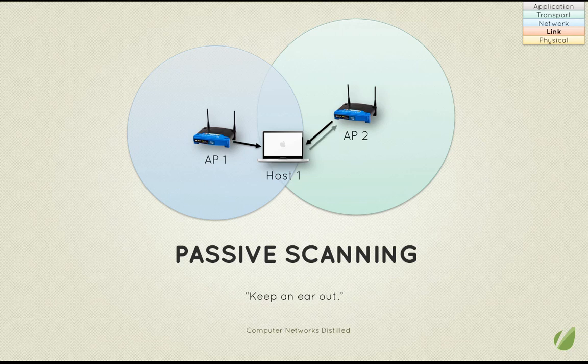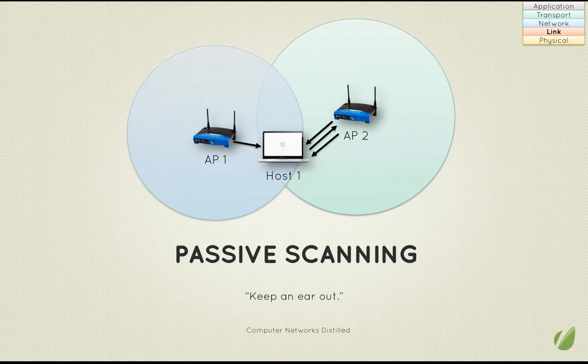To do so, it would send an association request to one of them, perhaps the one that has a stronger signal strength. The access point would respond by sending an association response frame. And at this point, host 1 is connected with access point 2 and would send further frames through access point 2.